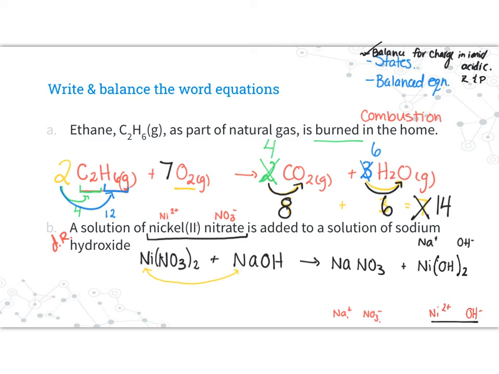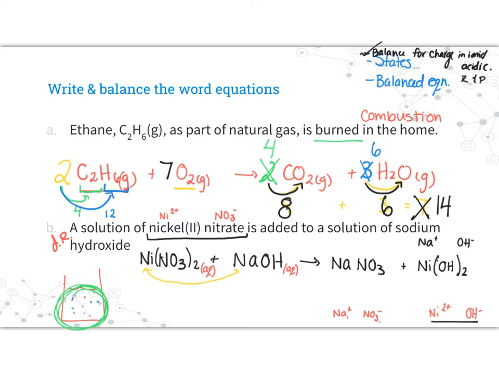Next, let's add states. Nickel 2 nitrate is added to a solution. A solution of nickel 2 nitrate. That means that nickel 2 nitrate here is aqueous. It's added to a solution of sodium hydroxide. That means that sodium hydroxide is also aqueous. We've now decided that we have a reaction happening in a beaker in water. We have our nickel nitrate and we have our sodium hydroxide. Any products that are created from this reaction will also still be in this water.